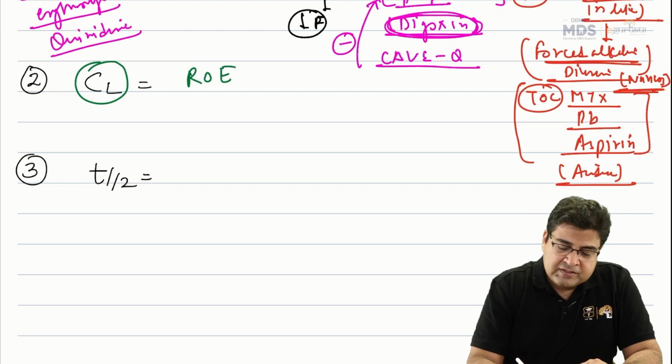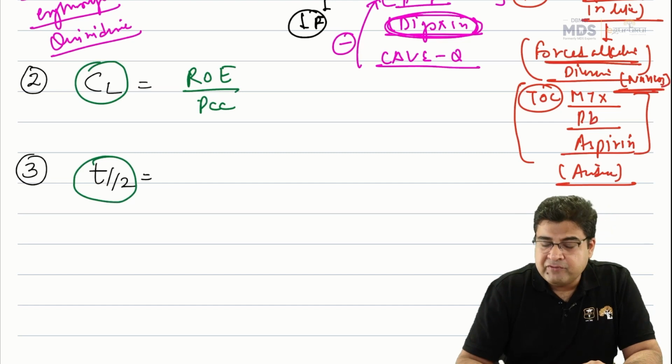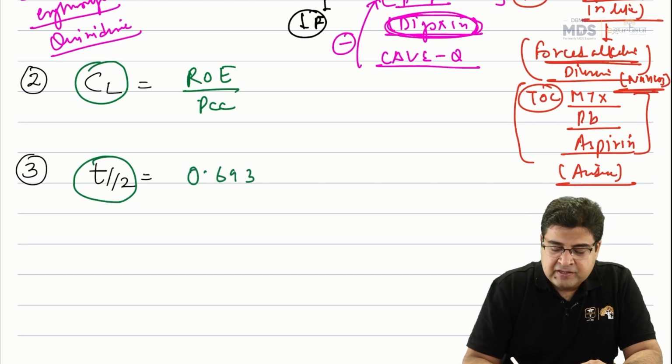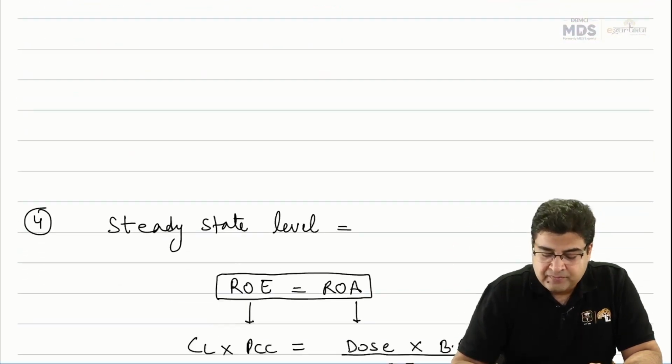Now, in elimination, we have a term, plasma clearance. Plasma clearance is given by rate of elimination upon the plasma concentration. This is the clearance. Then we have the half-life of the medicine. Half-life is given by 0.693 Vd upon clearance, that is, volume of distribution upon clearance.